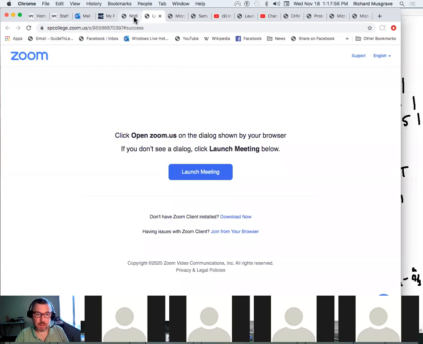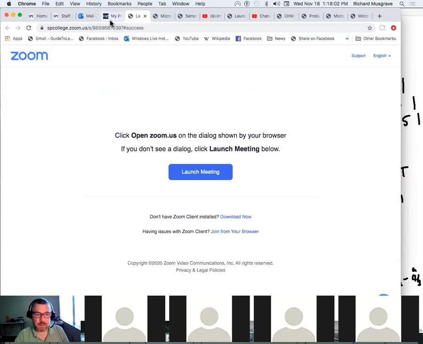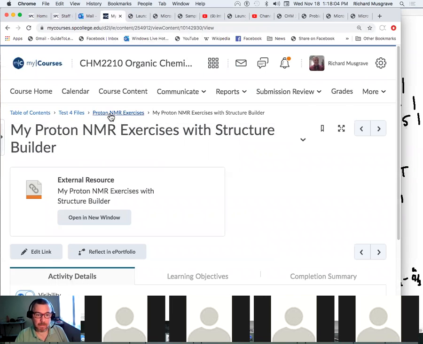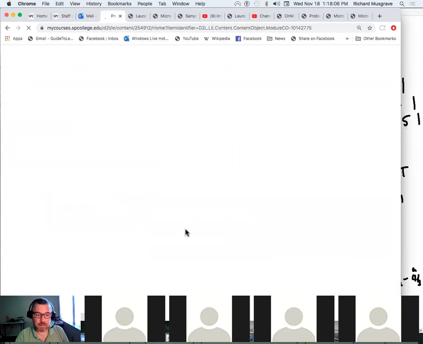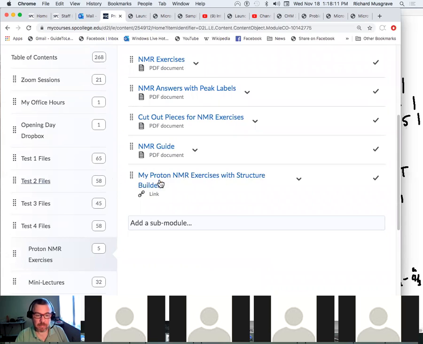All right, so the link to that is in the Proton NMR Exercises folder, and you can find it down here.